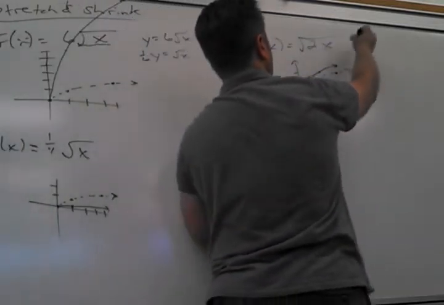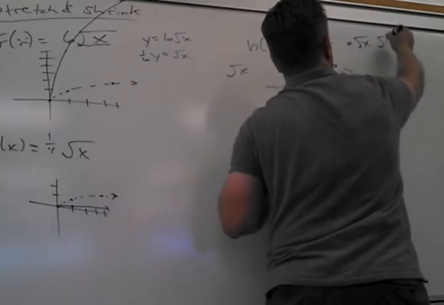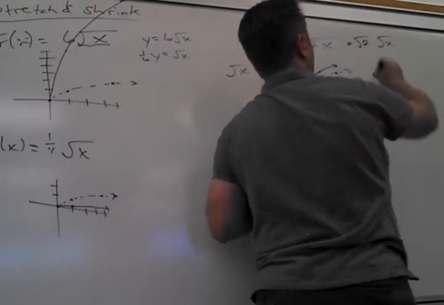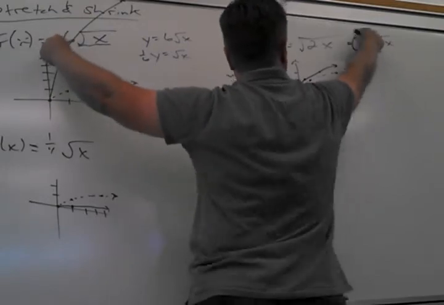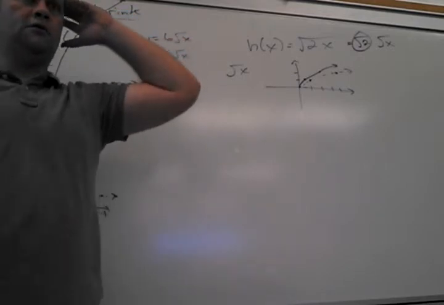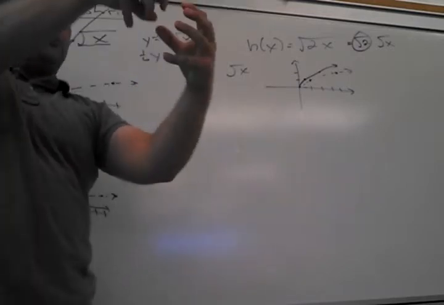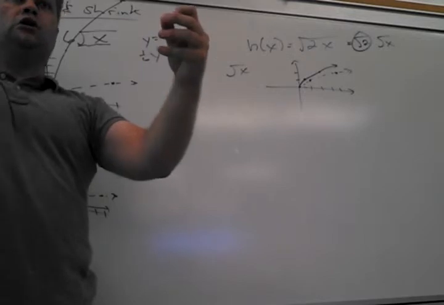Are you guys with me? Because how can I rewrite radical 2x? I can write it as radical 2 times radical x. And wouldn't this be this kind of thing because it's on the outside? Yeah. It would be a growth in this direction by rad 2. So that's why if you can pull something out of a function, you can actually look at it either way.